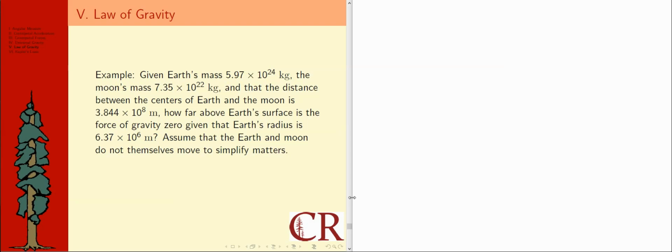Given Earth's mass of 5.97 times 10 to the 24 kilograms, the moon's mass of 7.35 times 10 to the 22 kilograms, and that the distance between the centers of Earth and the moon is 3.844 times 10 to the 8 meters, how far above Earth's surface is the force of gravity 0, given that Earth's radius is 6.37 times 10 to the 6 meters? Assume that the Earth and moon do not themselves move to simplify matters. So we're assuming a stationary Earth and moon.